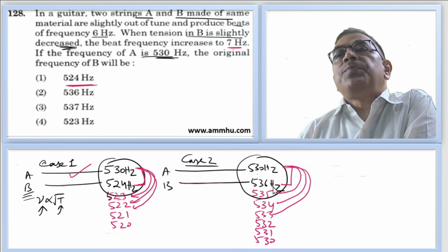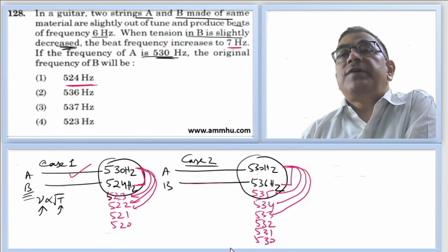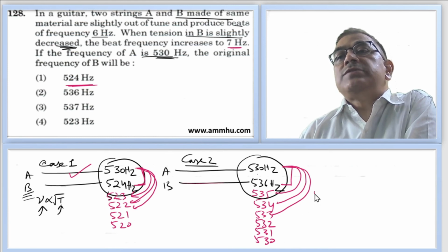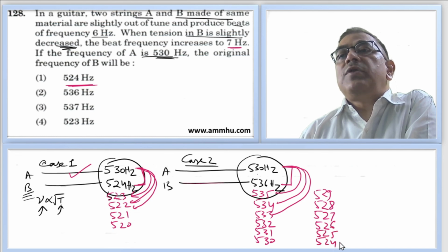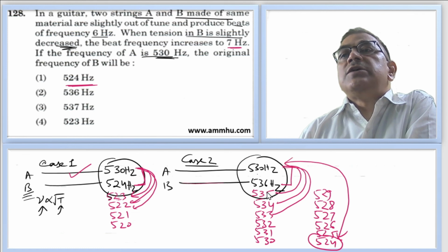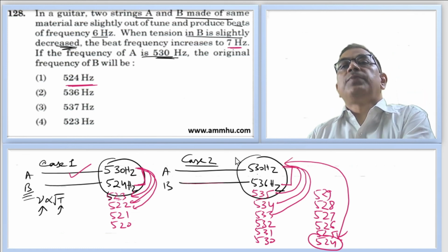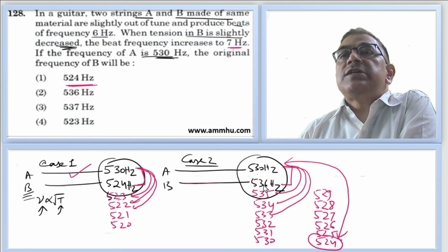It decreases to 0. And if tension is reduced further, then what will happen? In that case, it will keep reducing: 529, 528, 527, 526, 525 and 524. And when the frequency has reduced to 524, again the beat frequency heard will be 6 hertz. So in case 2, when the tension is decreased, first the beat frequency decreases, then again increases to 6.